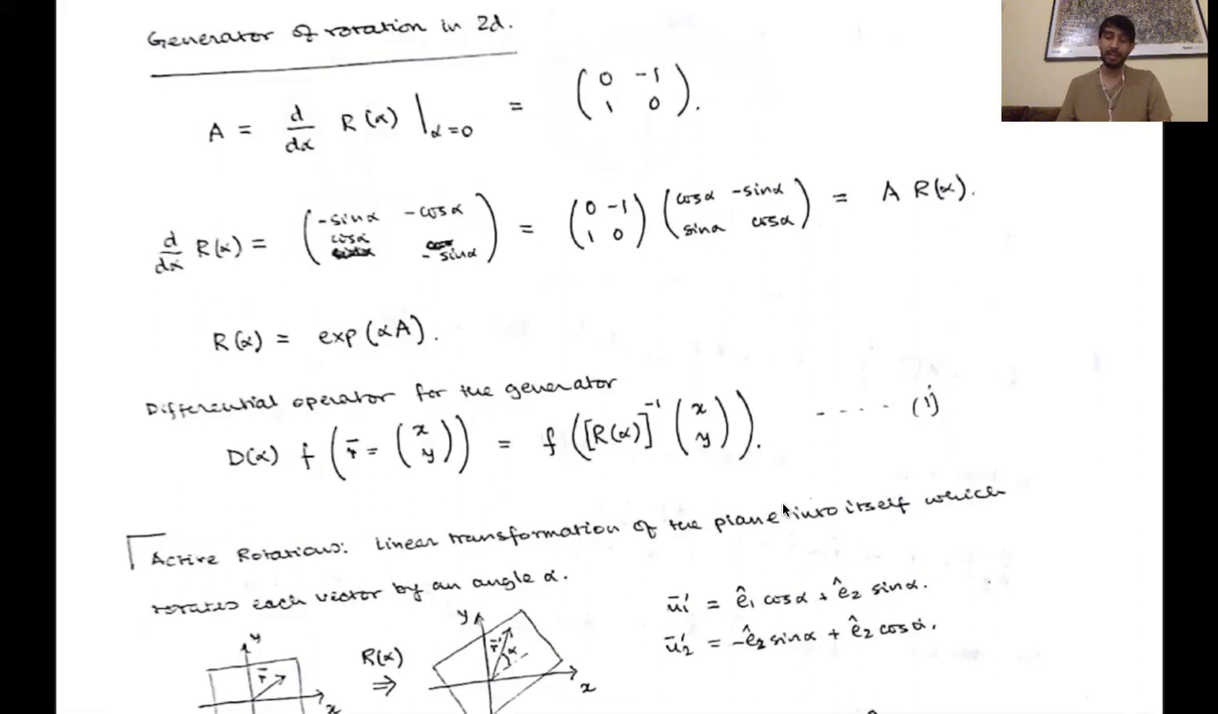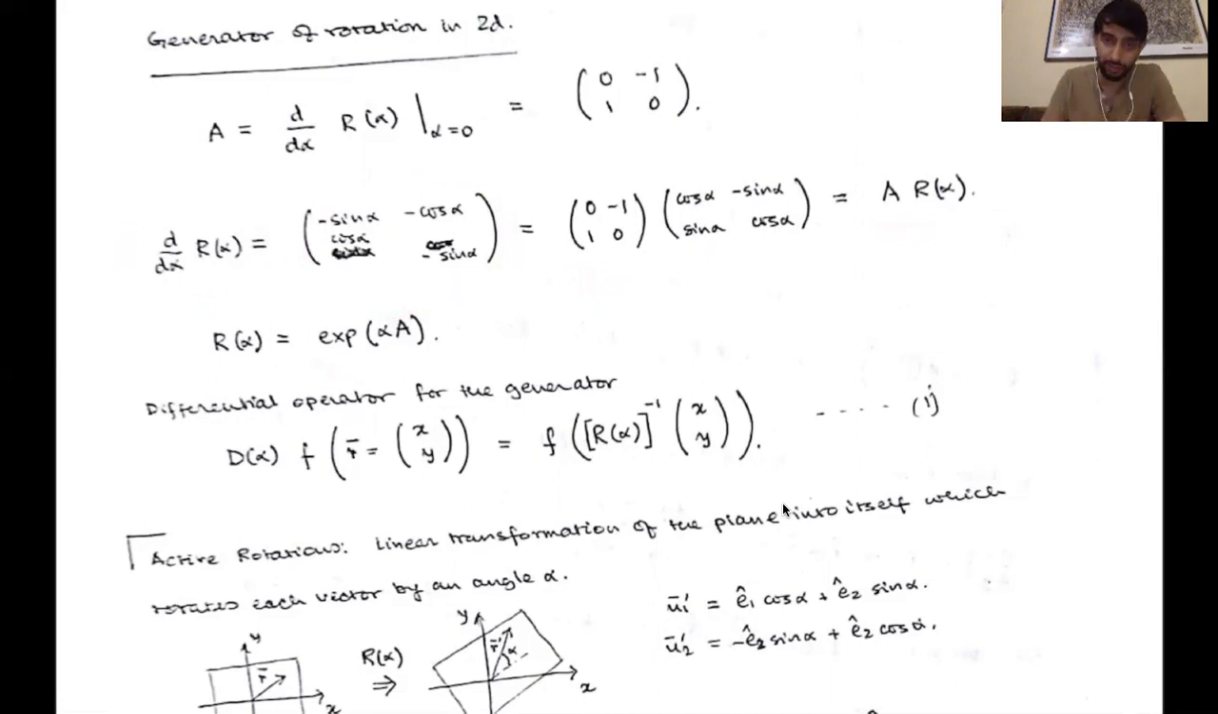Now let's look at this once more, and so let's look at d/d alpha of R alpha. So that's this object. That's clearly this times R alpha. So d/d alpha of R alpha is A times R alpha, and R alpha is going to be the exponential of alpha A. Okay.